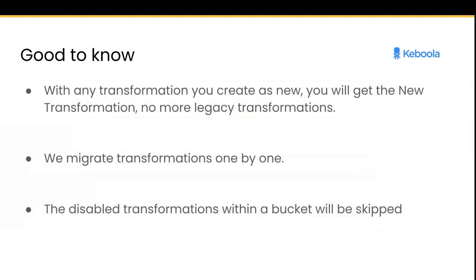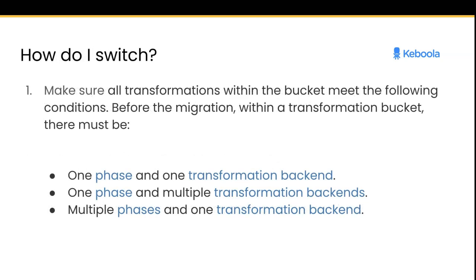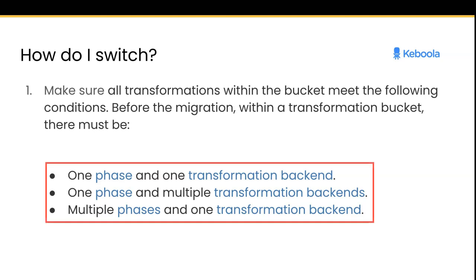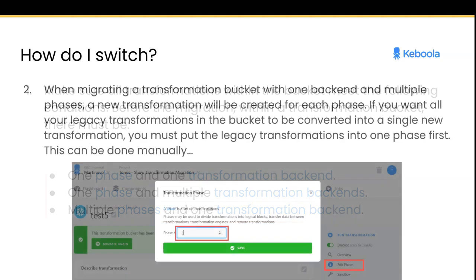It is also important to point out that the migration of transformations is done one by one. If you are about to migrate the transformation, make sure that you meet the requirements of the process. So there must be one phase and one transformation backend, or one phase and multiple transformation backends, or multiple phases but only one transformation backend.